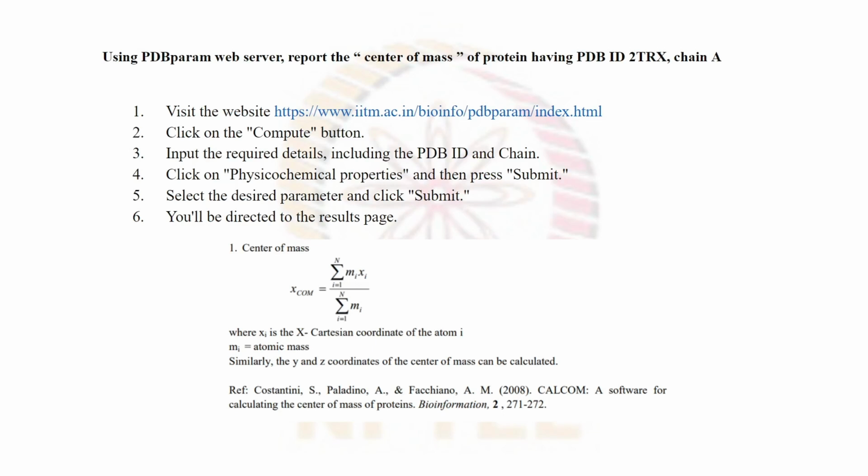For this question, you can enter the website PDBparam, then click on the compute button, then fill in the required input details, then select the physicochemical properties, then press submit. Under the physicochemical properties, we have a subset of properties, of which select the desired one. Here it will be center of mass. Then click on submit. You will be redirected to a results page.